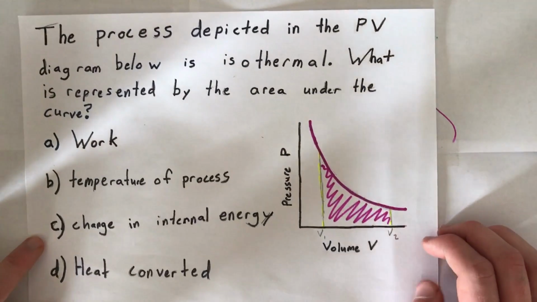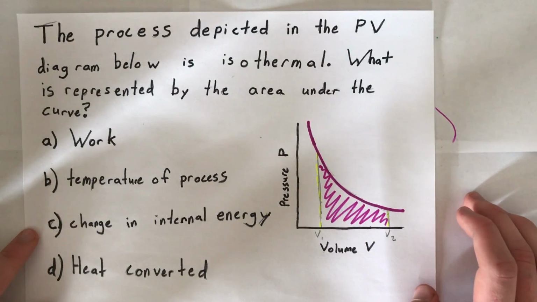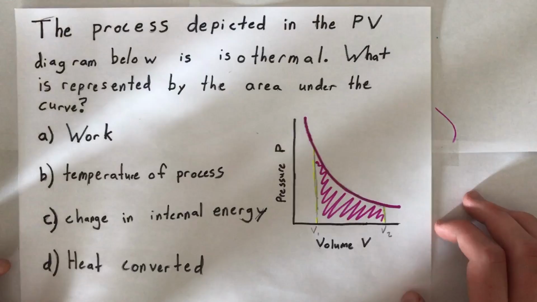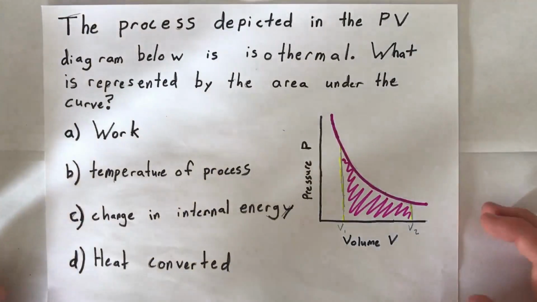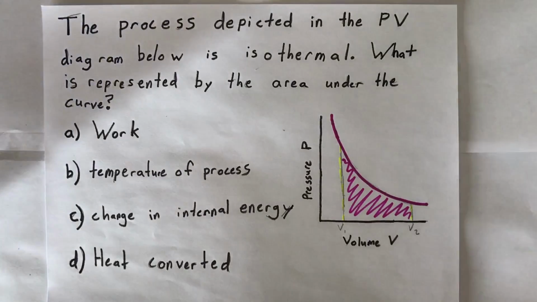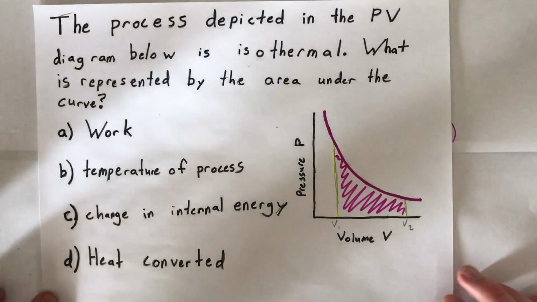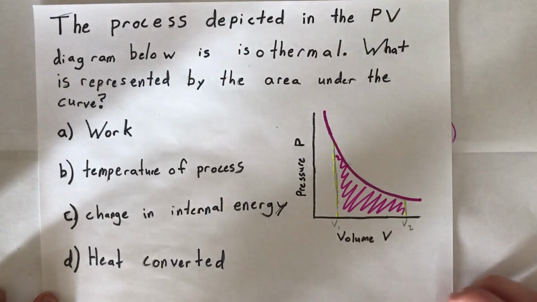Now, the process depicted in the PV diagram below is isothermal. What is represented by the area under the curve? This is one of Ms. German's problems. It'll be one of the first ones that you take. And if you do not understand this, then you will not understand the rest of the problems.